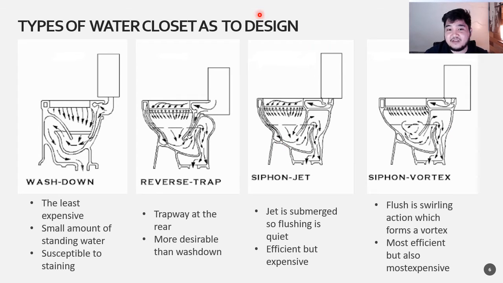The next is the siphon vortex. This water closet is the most efficient but also the most expensive. The way it's flushed is that it develops its flushing action by water entering through the rim, as you can see here, in a diagonal fashion, which creates a swirling action, or a vortex, in the center once it flushes. So this is also the most quiet and most sanitary among the four. But then again, it's also the most expensive.